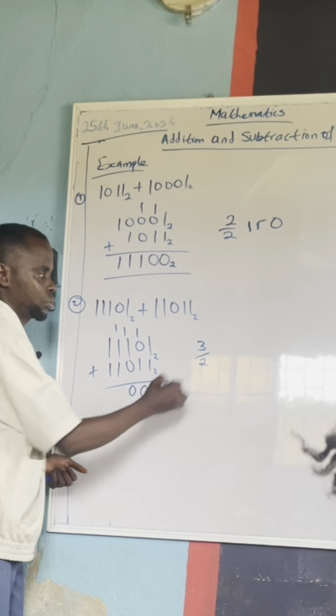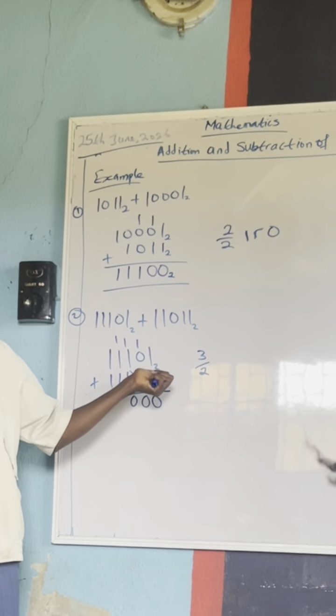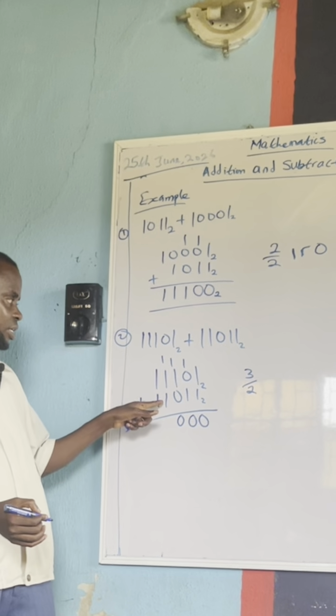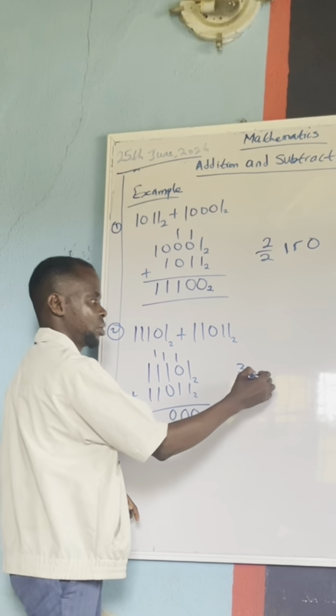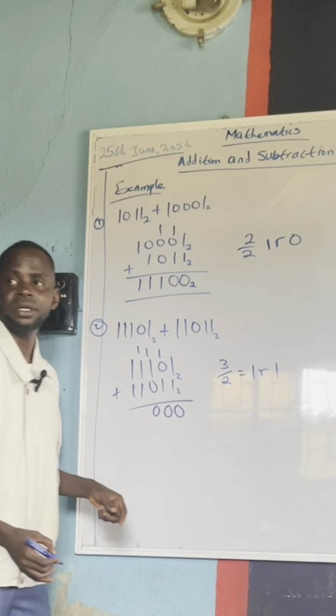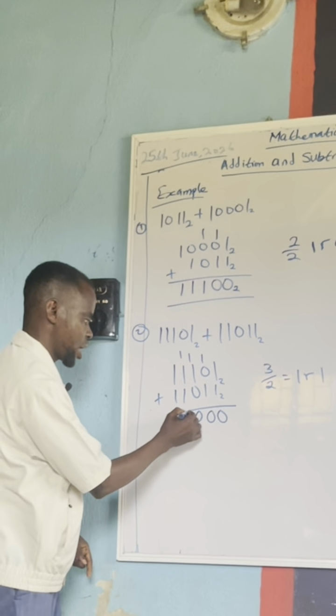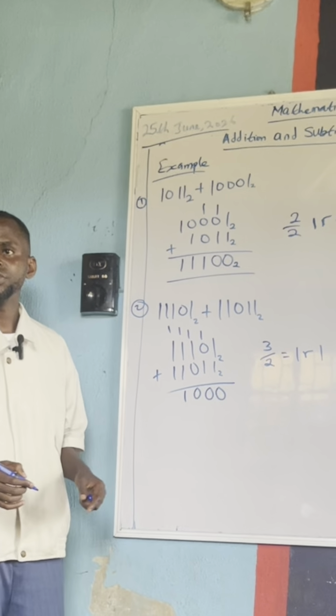Divided by what? 2. Divided by the base. This is 3, divided by the what? The base. Right? That will give us what? 1 remainder 1. So it's the remainder you write, 1. Carry 1 again. Do you get that?